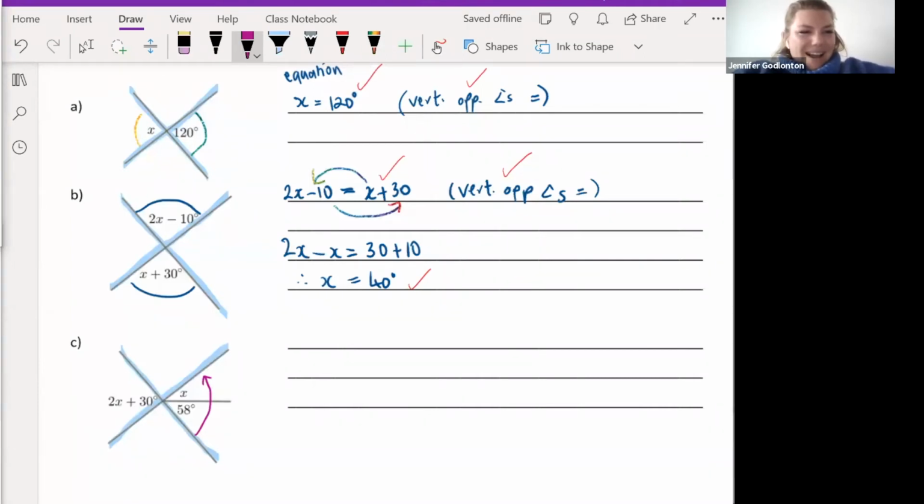Hamza, how can I help? Hamza, you just need to unmute on your side. Okay, I'm going to move to Nasi. Ma'am, hello, for this number C, you need to calculate first 2x plus 30 degrees.